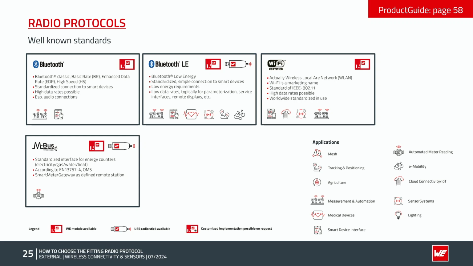Both Bluetooth and Wi-Fi use 2.4 gigahertz, with the big advantage that you can use it nearly worldwide. So 2.4 gigahertz is usable in the whole globe, and this is really a big advantage of these technologies. I also have here the wireless M-Bus. It's also kind of a standard for metering applications, so it's a kind of a niche market here.